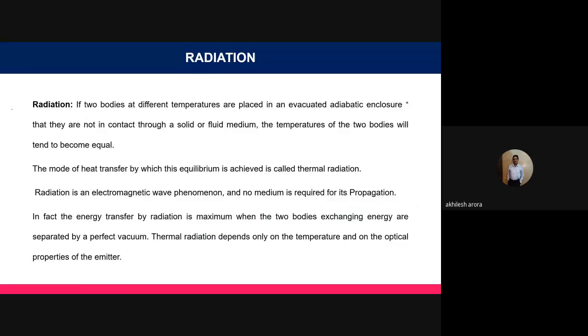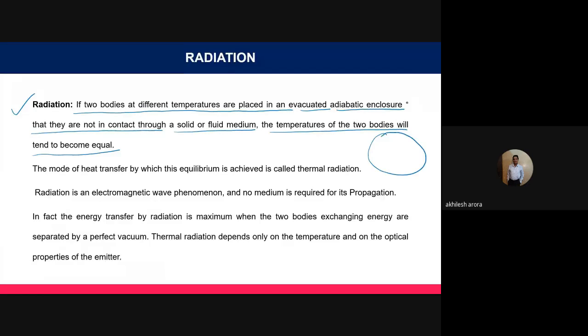Now let us talk about radiation. If two bodies at different temperatures are placed in an evacuated adiabatic enclosure, not in contact through a solid or fluid medium, the temperatures of the two bodies will tend to become equal. So suppose this is the adiabatic enclosure, one body is here, another body is here, its temperature is T1, and the other's temperature is T2. After a period of time, heat exchange takes place between these two bodies.